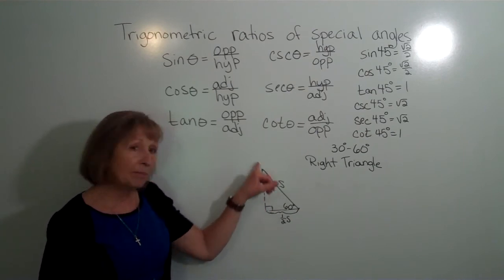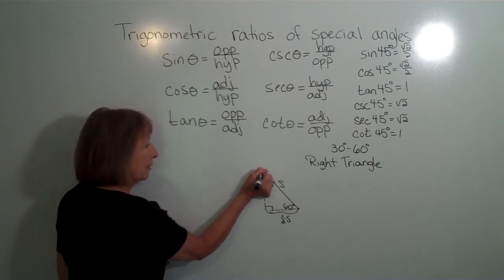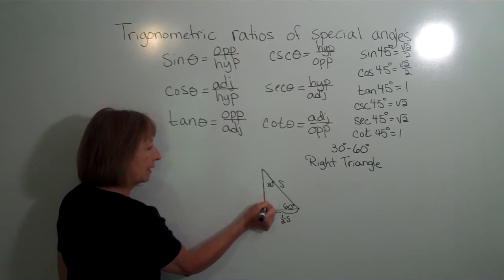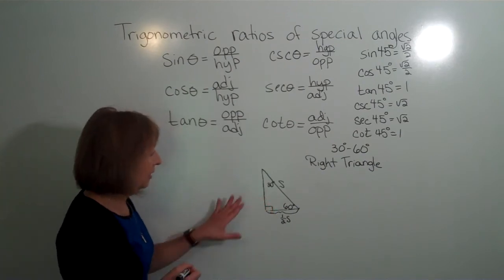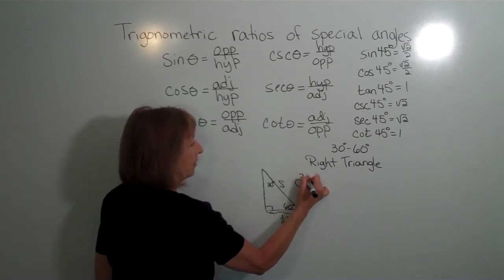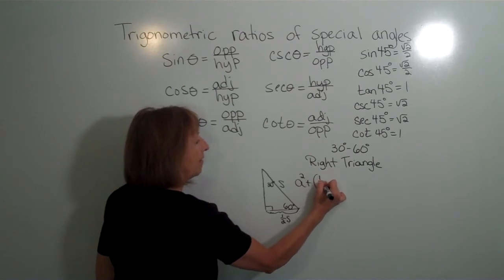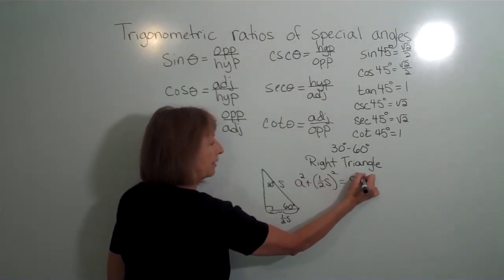Now the remaining leg of the right triangle is this altitude that we dropped down. And I can use the Pythagorean theorem to get what that is. And I want to know what that is. We'll just call that A. So A squared plus 1/2 of S squared is equal to S squared.